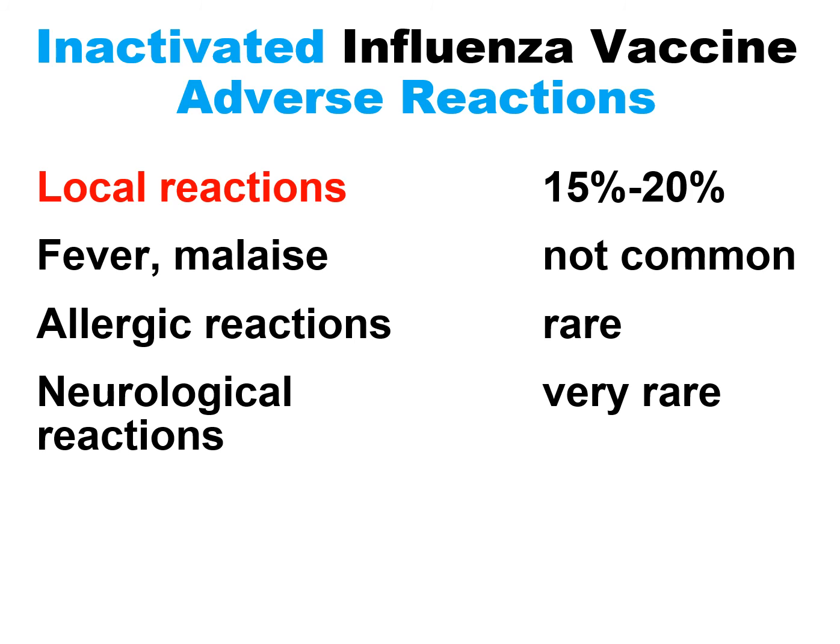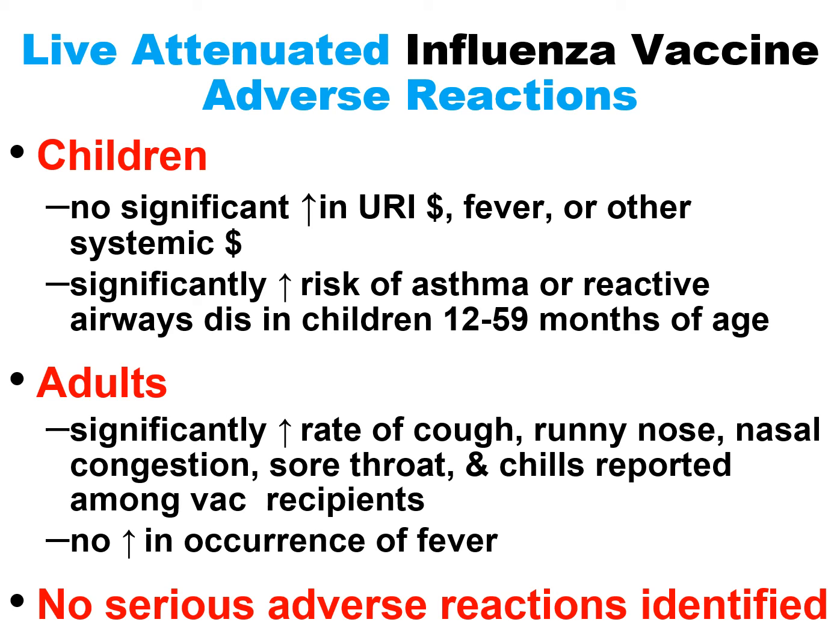Adverse reactions of the inactivated influenza vaccine. The most important are local reactions, which may reach 20%. Live attenuated influenza vaccine adverse reactions, children and adults. Children: no significant increase in upper respiratory tract infection, fever and others. Significantly increased risk of asthma or reactive airway disease in children, especially 12 to 59 months. Adults: significantly increased rate of cough, runny nose, nasal congestion, no increase in occurrence of fever, no serious adverse reactions identified.